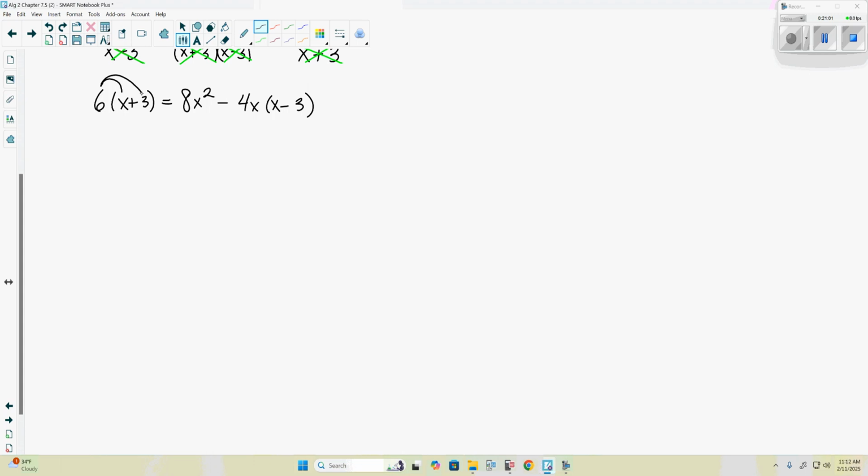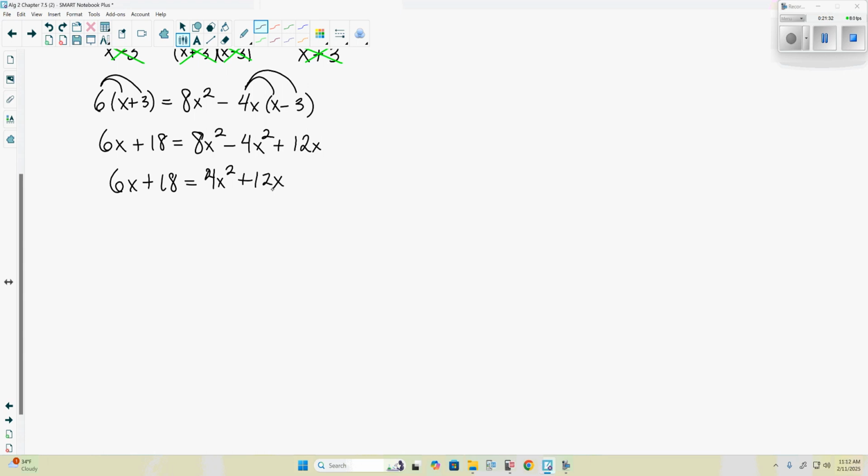Now on the right-hand side, we'll have to distribute the 6. 6 times x is 6x. And 6 times 3 is 18. Now we'll still have the 8x squared, because we'll need to distribute the negative 4x. Negative 4x times x is going to be negative 4x squared. Negative 4x times 3 is going to be plus 12x. Now when we combine like terms, our 8x squared minus 4x squared will give us positive 4x squared.